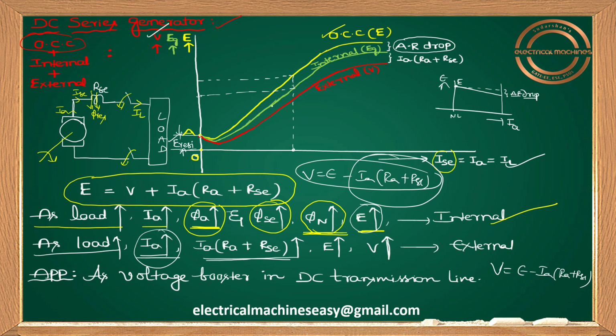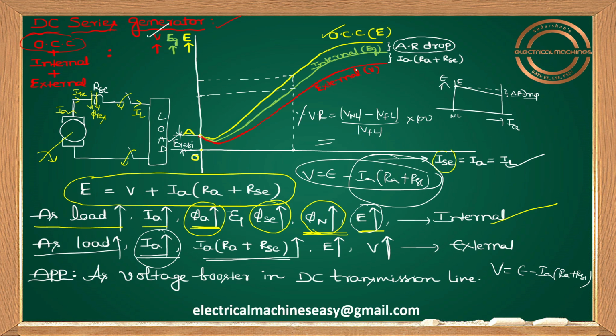And can you please tell me what is the approximate value of percentage voltage regulation of a DC series generator? So please tell me the percentage voltage regulation formula. No load voltage minus full load voltage divided by full load voltage into 100. This is the formula, right? Okay, so please tell me what is the no load voltage here.